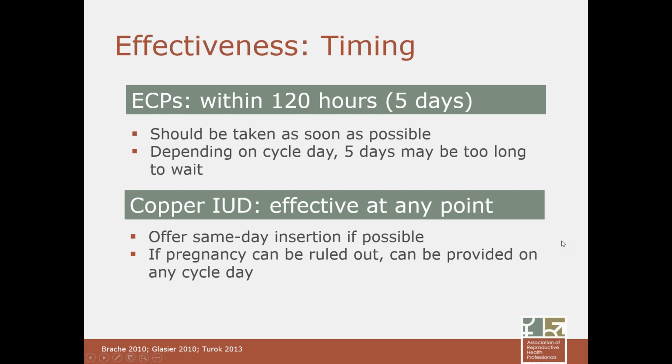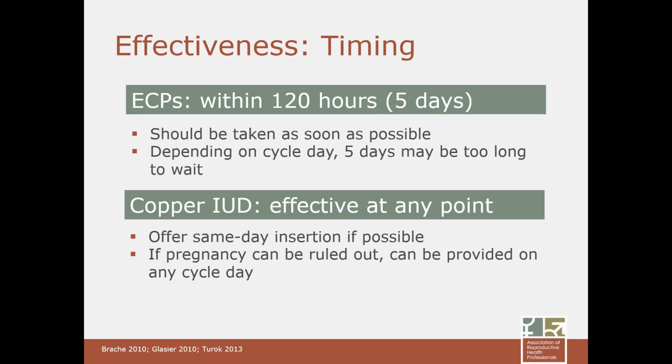Again, you want to emphasize that all these pill products work by preventing or delaying ovulation, and depending on where a woman is in her cycle, she may not have 5 days to wait. Women may not know where they are in a cycle, and my perspective is just to encourage women to take it as soon as possible so they have the maximum possible benefit from taking the product.